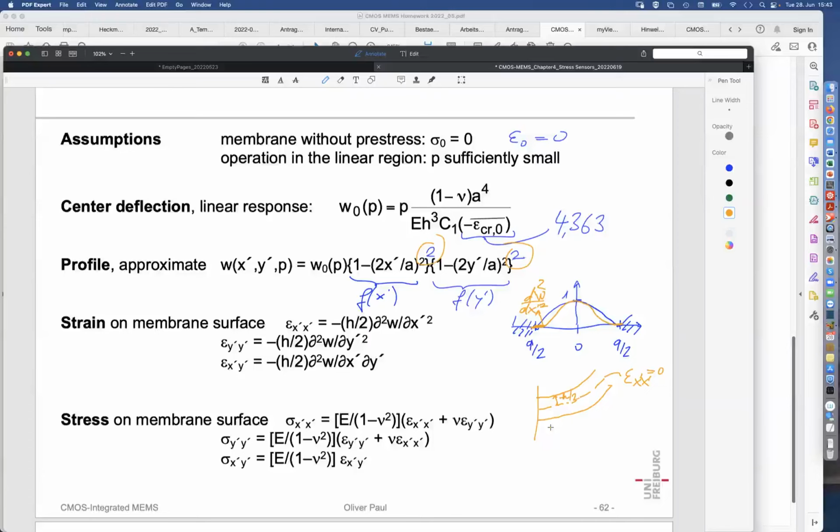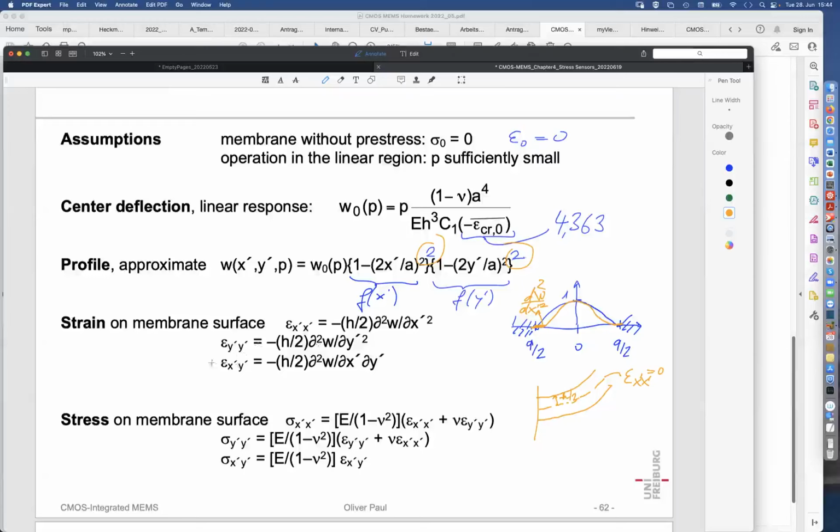You can use a geometric argument with a circle going around and then see how much this smaller circle, with radius shrunk by h half, has a smaller length, and that relative length change with respect to the length of the neutral plane circle is epsilon xx. That's easy to see. And the same applies for epsilon yy.